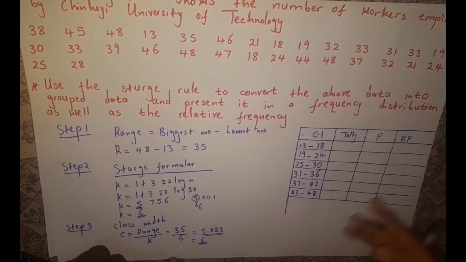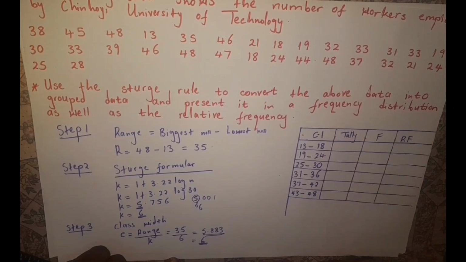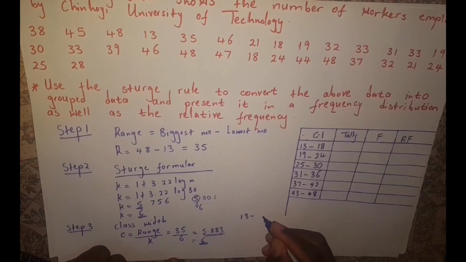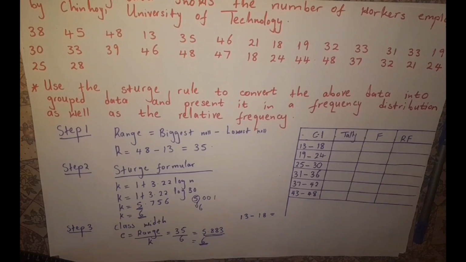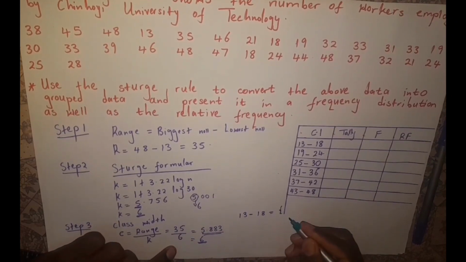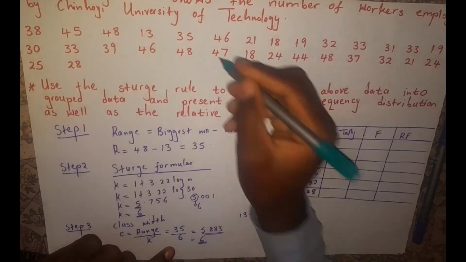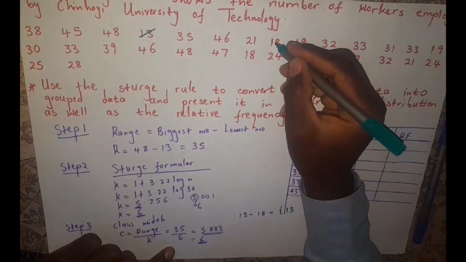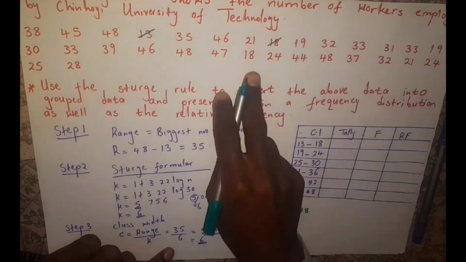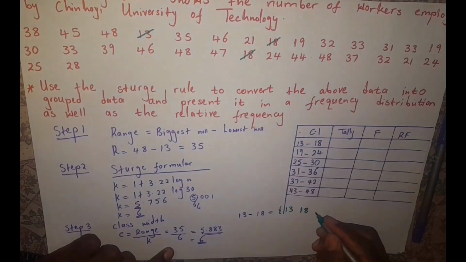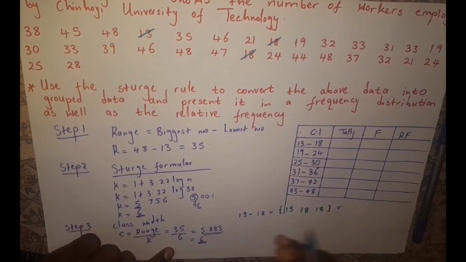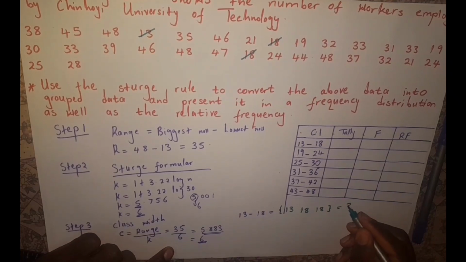So after completing the class intervals, we are going to calculate the frequencies. So for the frequencies, we are going to look at the numbers between 13 and 18. How many numbers are we having? Between 13 and 18, we are having 13, and then we are having 18, and we're also having 18. So these are the numbers in the range of 13 to 18. Now you count, that's the frequency. You count 1, 2, 3. So 3 is the frequency.